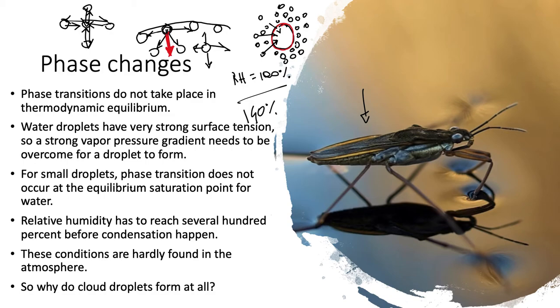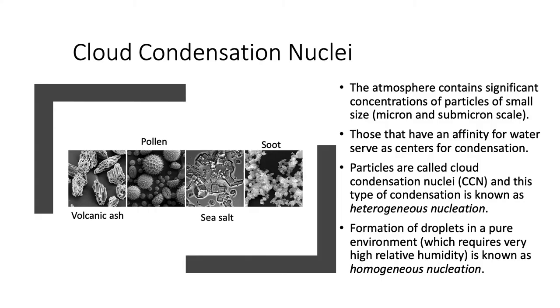Is it easy to find 140% relative humidity on Earth? Absolutely not. It's almost impossible to find it. So why are there clouds to begin with, if it's so hard, if there's this surface tension that bounces water molecules away? Well, the answer is that the world is dirty, right?